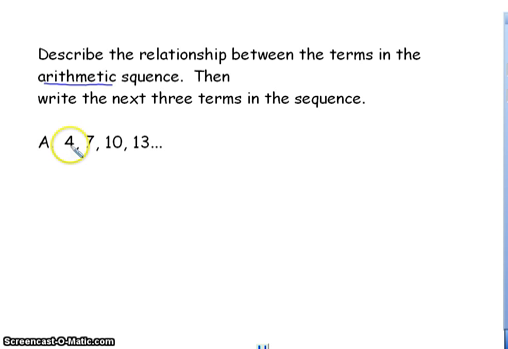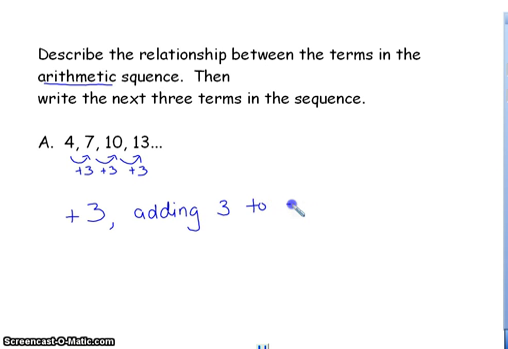So what am I doing from 4 to 7, from 7 to 10, from 10 to 13? Well, I know 4 plus 3 is 7. We're going to test it out, make sure we're right. 7 plus 3 is 10, and 10 plus 3 is 13. So the relationship or the pattern that I see is I'm adding 3. So I'm just going to put plus 3. You could also put adding 3 to each term, that would be fine.